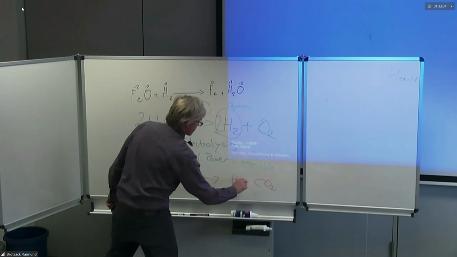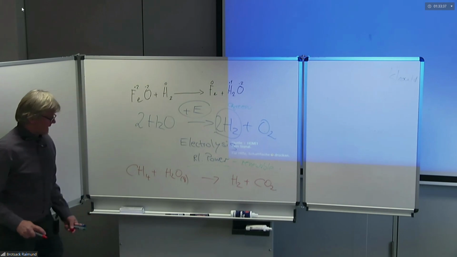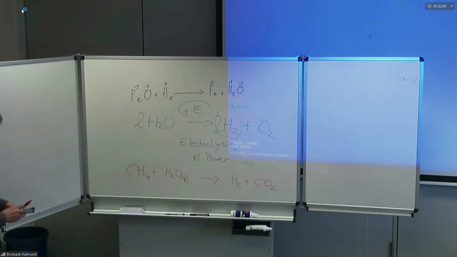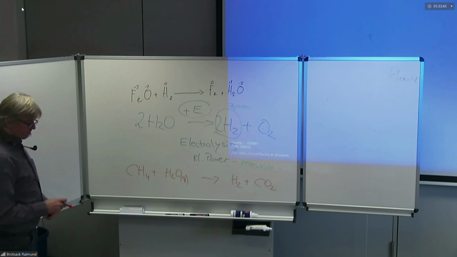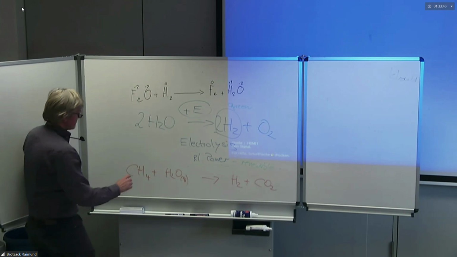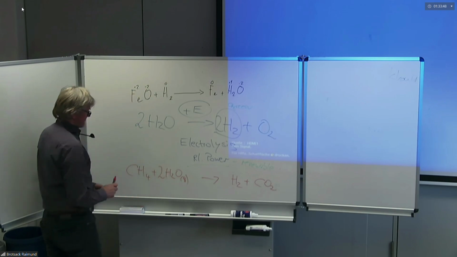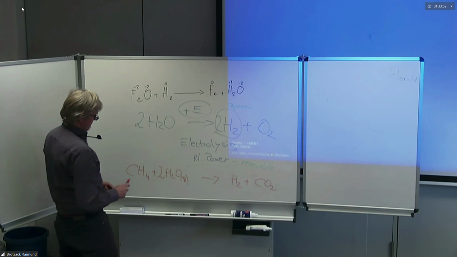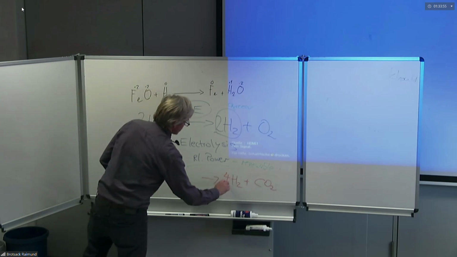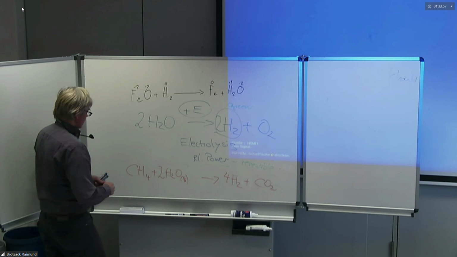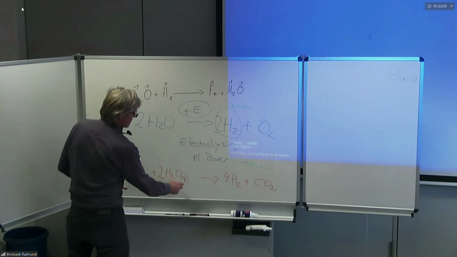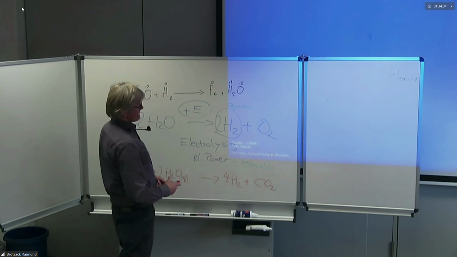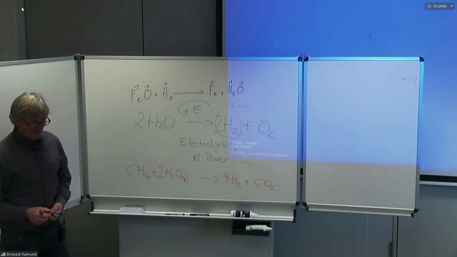Do you have an idea how to balance this reaction? Should be 2 H2O. It will be 4 H2. Yeah, now it's balanced. Okay, check it. 4, 8, 8. 1 C, 1 C, 2 O, 2 O. Yeah, that's it. That's called steam reforming.